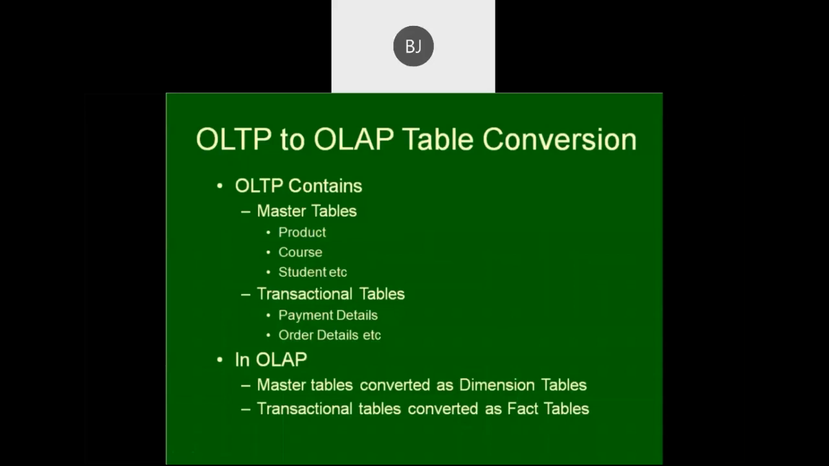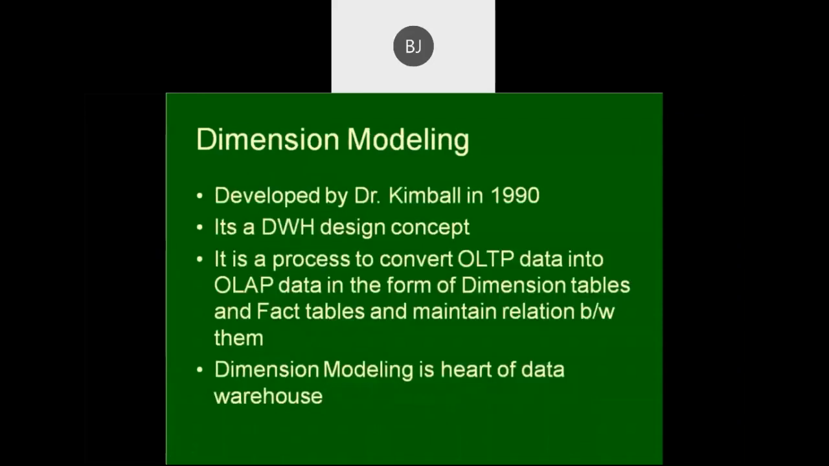For example, you open an account in the bank. How many times do you open it? You will only open once. But after that, you do a lot of cash deposits, cash withdrawals, funds transfers. So all these things are going to happen in the transactional table. Right? So master tables are converted into dimension tables, transactional tables converted as fact tables. This is the simplest way to design a data warehouse, but this is not the proper design.